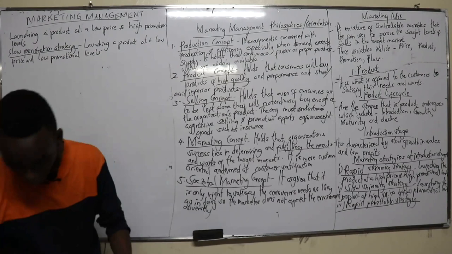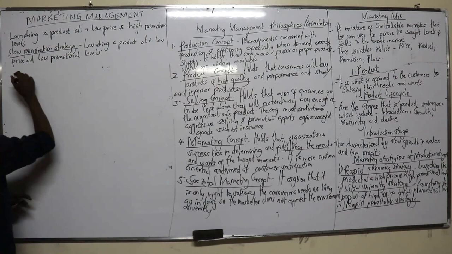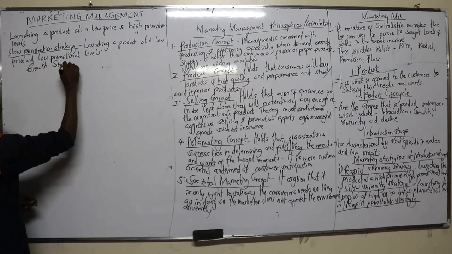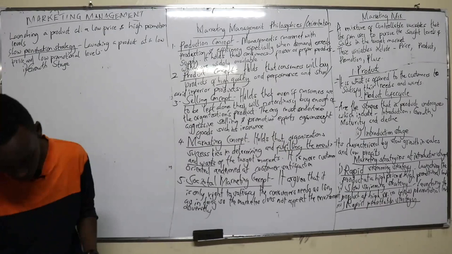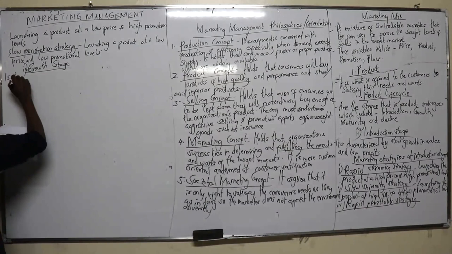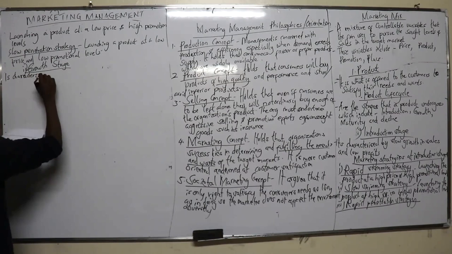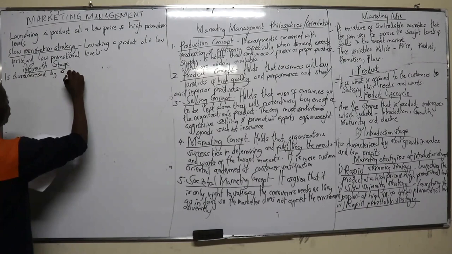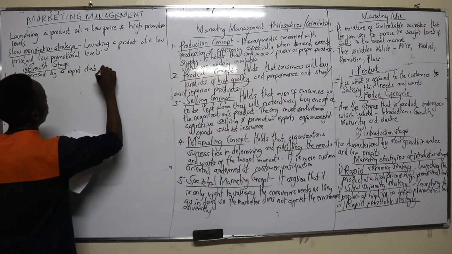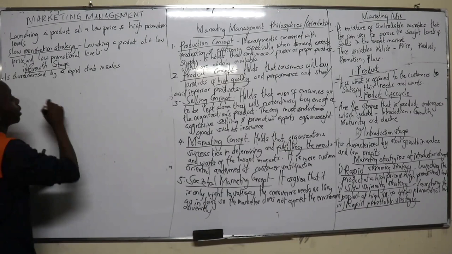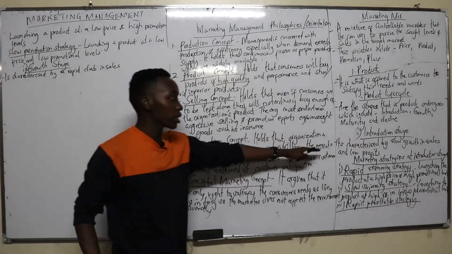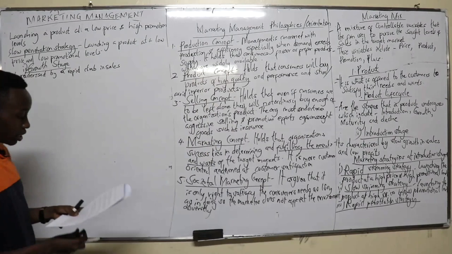And then the next stage is the growth stage. Now this one is characterized by increased number of sales. So you have the introduction stage, then the growth stage. So this one you can say is characterized by a rapid climb in sales. Because now you have created awareness on the same goods, it's characterized by a rapid climb in sales, because now individuals have identified that this product actually can satisfy their wants or needs.